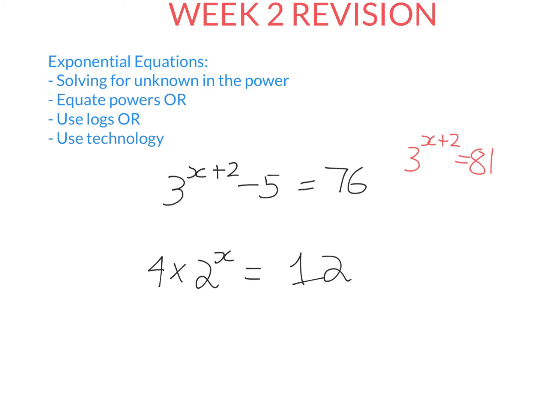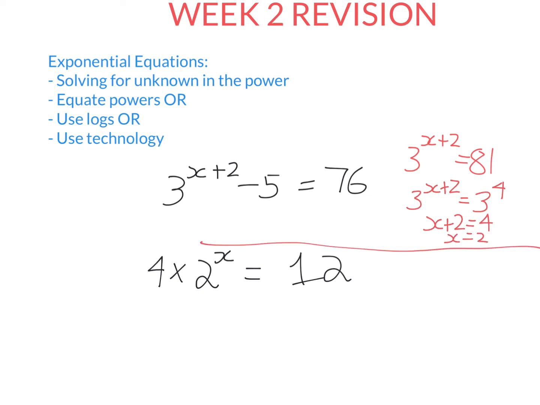To solve this equation, note 81 is actually 3 to the power of 4. So we can equate powers here. Because the bases are the same, the powers must be the same. So x plus 2 must equal 4, x equals 2. Okay, that was nice and simple. It won't always be this simple. We won't always get a nice power of this base.